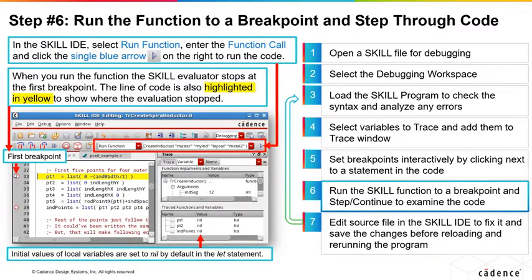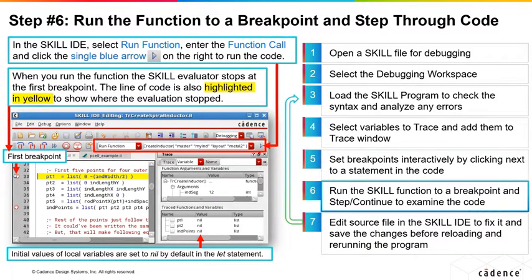So in step number 6, you'll be running the function to a particular breakpoint, and then you can step through the code at that point from that breakpoint. In the Skill IDE, from the menu shown, you'll select Run Function, and then in the field to the right, you'll enter the function call with the required input parameters. Then on the far right, once you've entered the function, you'll click the blue arrow to execute the code.